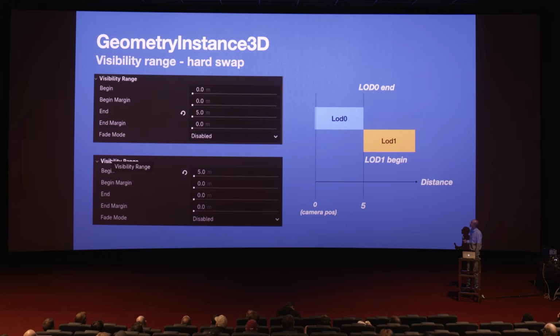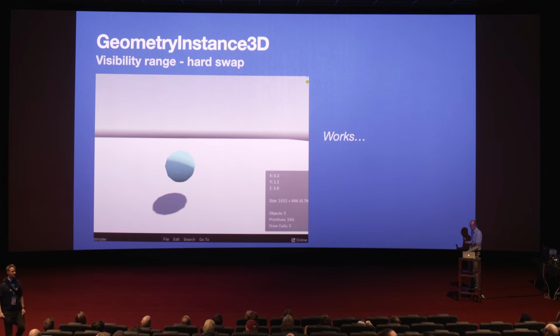So right off the bat, I'm going to start with Geometry Instance 3D, which has a visibility range property, actually on the node itself. You can set basically a begin and an end of where it's visible, not exactly brain surgery. So let's see how that works, and we're going to start really simple, a hard swap. You want to swap something out for a different version, which is basically what LOD does. So we set the end of one node and the begin of another node to the same. Well, look at the image to the right. And what could possibly be wrong, right? Let's have a look at the result.